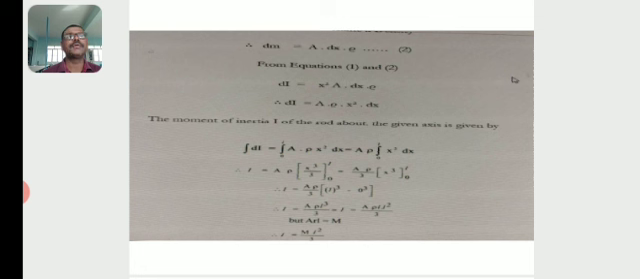This is equal to A rho integration of x square dx with the limits 0 to L. Therefore, I is equal to A rho, where integration of x square becomes x cube by 3 with the limits 0 to L, is equal to A rho by 3 x cube with the limits 0 to L. Then I is equal to A rho by 3, applying the upper limit minus the lower limit, so L cube minus 0 cube. Then I is equal to A rho L cube by 3.